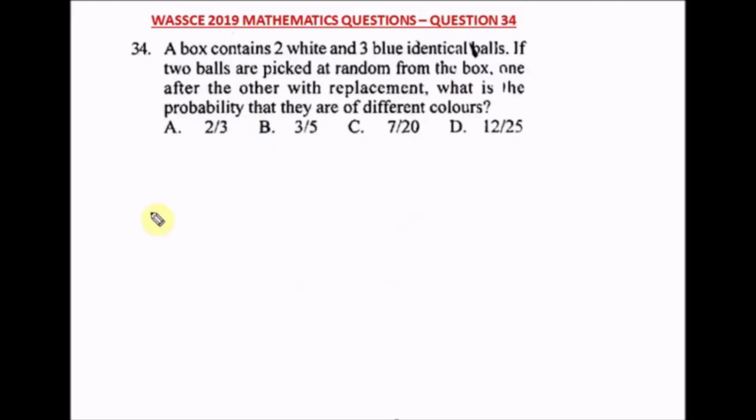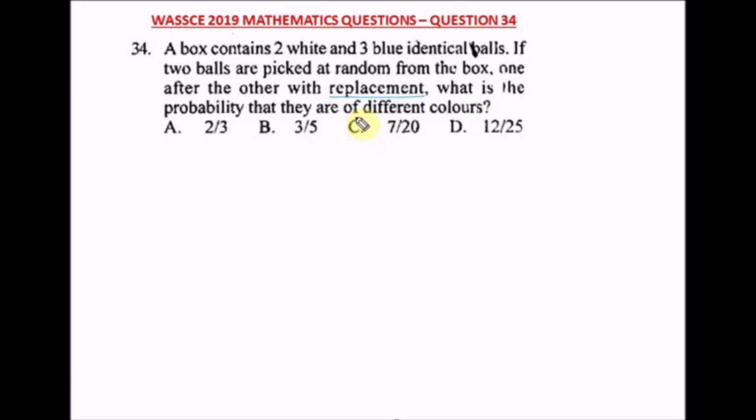All right, question 34 of the WAEC 2019 Mathematics Past Question. It says a box contains two white and 3 blue identical balls. If 2 balls are picked at random from the box, one after the other with replacement. Now, with replacement, very key. What is the probability that they are of different colors?